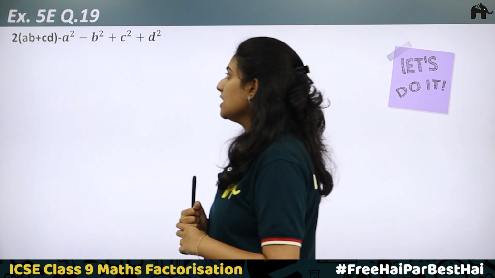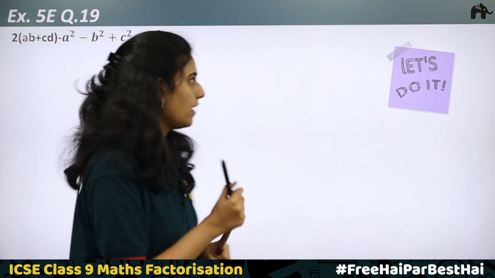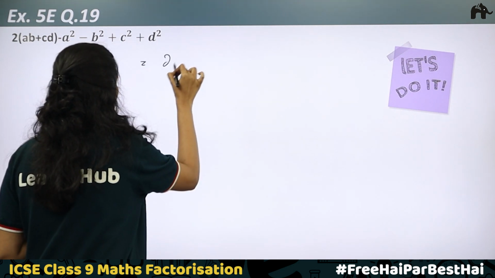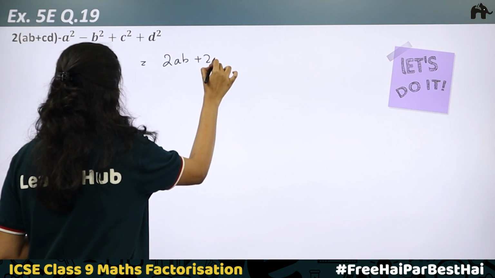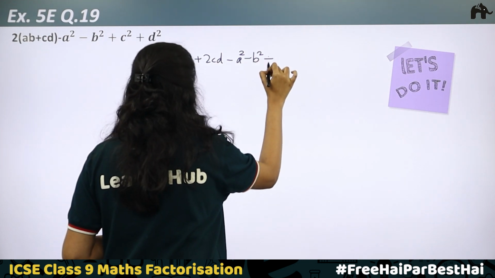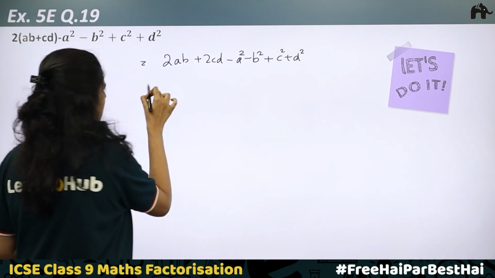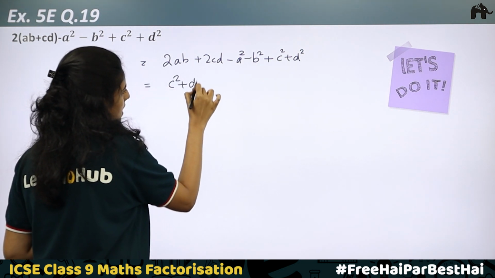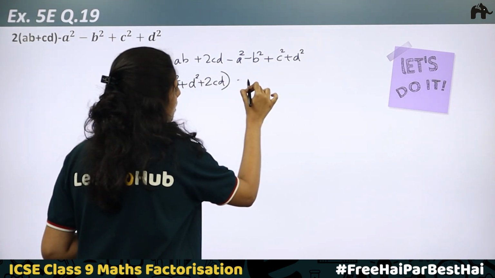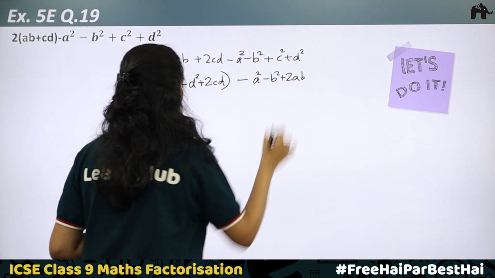2 into ab plus cd minus a square minus b square plus c square plus d square. We are going to factorize this. Expression can be written as, I'm removing the brackets and multiplying, 2ab plus 2cd minus a square minus b square plus c square plus d square. Making some rearrangement, we can write this as c square plus d square plus 2cd. Okay, then minus a square minus b square plus 2ab.